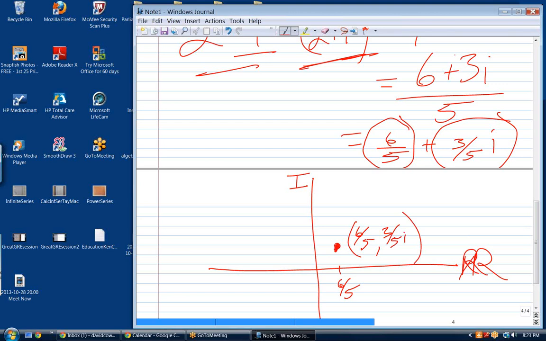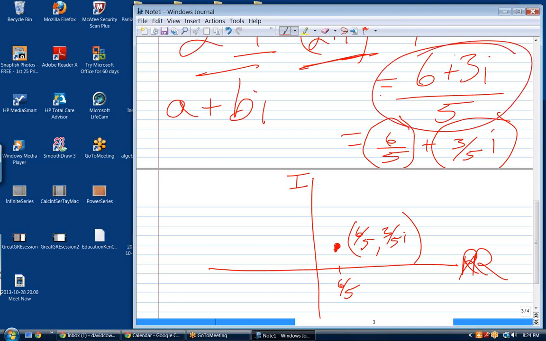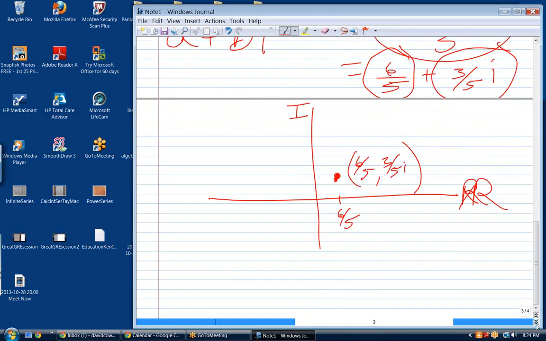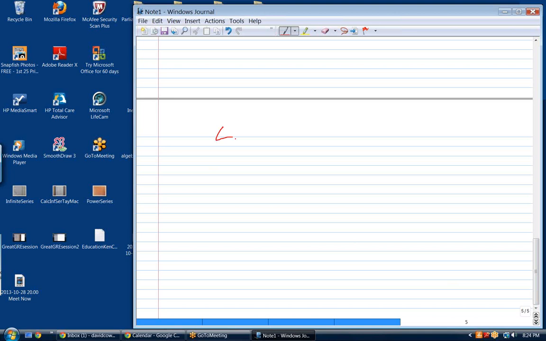When you graph complex numbers, you don't have three axes. You just have a real axis, the horizontal one, and the imaginary part is the vertical one. But to plot imaginary numbers, they have to be in this format. In other words, I couldn't plot that: 6 plus 3i over 5. I have to separate it into the two fractions, the real part and the imaginary part. What's this?